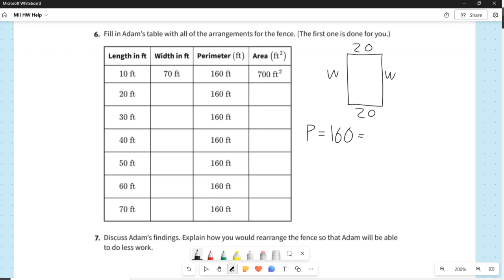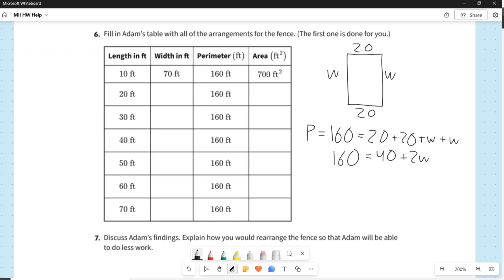perimeter is the sum of all of the sides of a polygon. A rectangle has 4 sides, and in our picture, those 4 sides are the top, the bottom, the left, and the right. That's what perimeter is. It is the sum of all of my side lengths. So I have an equation here that I should be able to solve. The 160 is going to drop down. 20 plus 20 is 40, and w plus w is 2w.